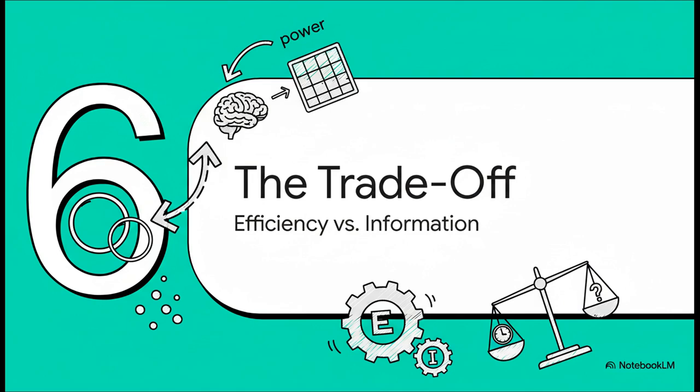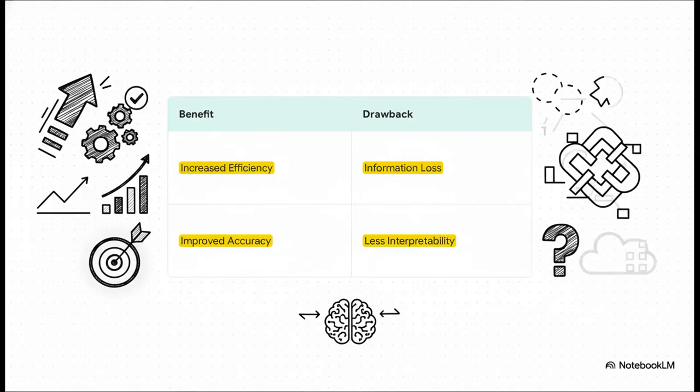So we know how powerful this PCA and SVM combo can be, and we know the right way to put it together. But like pretty much everything in machine learning, this powerful technique comes with a trade-off. On the one hand, you get these huge benefits. Your model gets way more efficient, it often gets more accurate because it's focused on the real signal, and it's less likely to overfit. But, on the other hand, you are throwing some information away. And because those principal components are these abstract, mathematical combinations of your original features, they can be a lot harder to interpret in a simple, real-world sense.